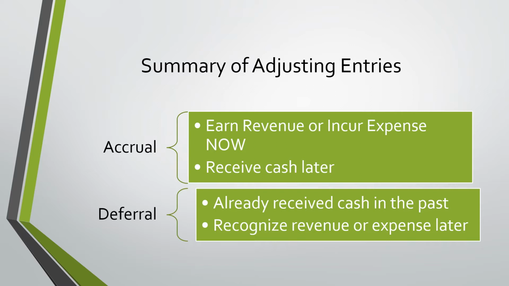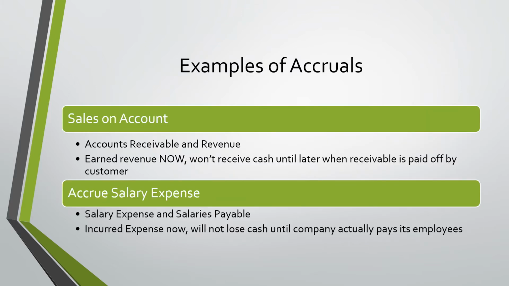In our initial entry to record an accrual, we would debit accounts receivable and credit sales revenue, or if it is an expense, we would debit that expense and credit salary payable or expense payable. However, for deferral, it is a little bit different because we have already received the cash in the past and we are going to recognize that revenue or expense later.